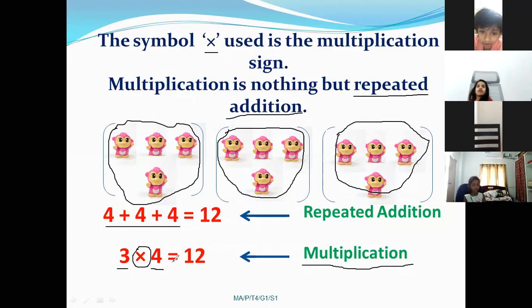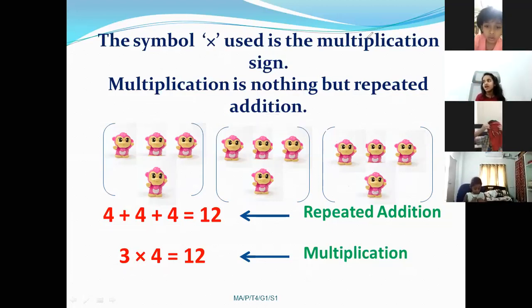And since you people don't know the 3 table, what we can do is count all these toys together. So total how many toys are there? 12 toys are there. We will write it after the equal to sign.